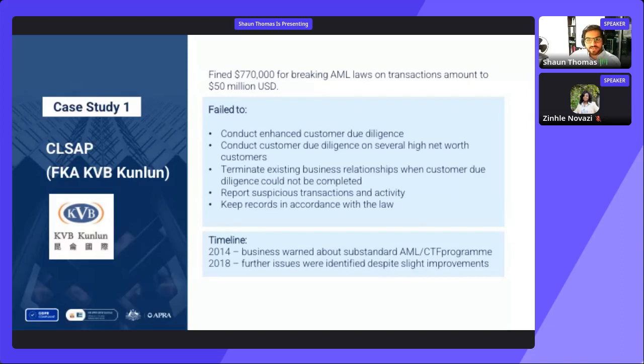CLSAP was fined $770,000 for breaking AML laws on transactions amounting to $50 million. The company admitted it was out of line with the AML and CTF Act and failed to conduct enhanced customer due diligence on numerous suspicious transactions, conduct customer due diligence in relation to several high net worth customers, and terminate existing business relations when customer due diligence could not be completed. They failed to report suspicious transactions and activity on 9 separate occasions, as well as failed to keep records in accordance with the law.